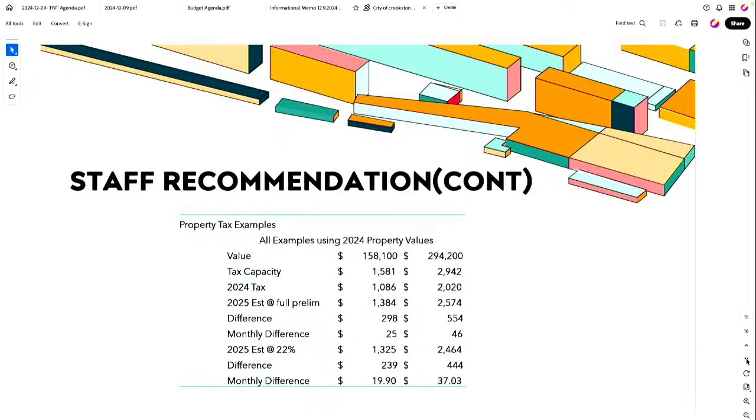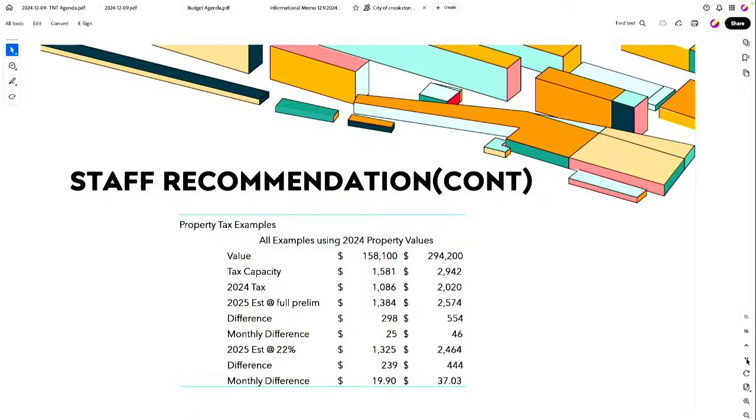Next slide. The staff recommendation, I gave some examples. These two dollar amounts are directly off of the tax assessor's office. These are two actual houses that are in our city. One is valued at $158,100. The tax capacity is $1,581. The 2024 taxes were $1,086.